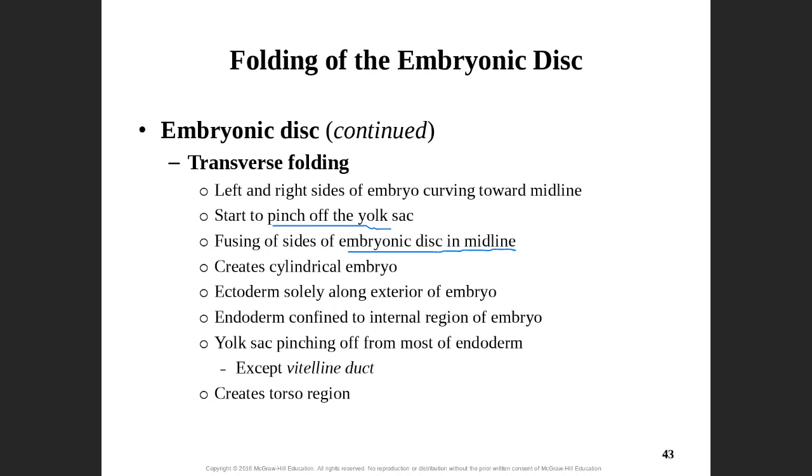As a result of this, that ectoderm is going to take more of an exterior position of the embryo as things start to fold forward. And then the endoderm, that bottom layer, will be more in the internal areas of the embryo here. So what we'll see really nicely in this transverse folding is the creation of our trunk region here, with relative pinching off of the yolk sac from the endoderm.